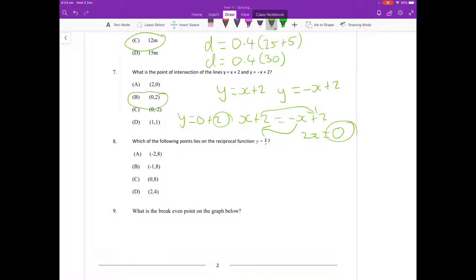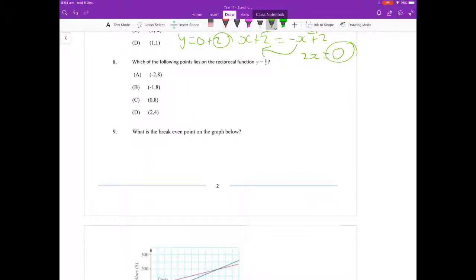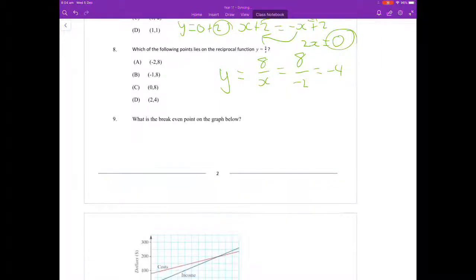Which of the following points lies on the reciprocal function y equals 8 on x? Again, we're just going to sub in some numbers and see what happens. Let's put in a minus 2 where that x is and work out what we got. 8 divided by minus 2 gives us minus 4, not what we wanted for an answer. Let's try a different one.